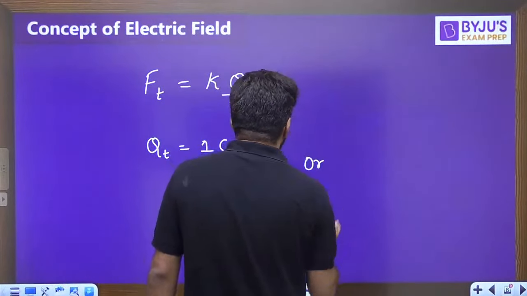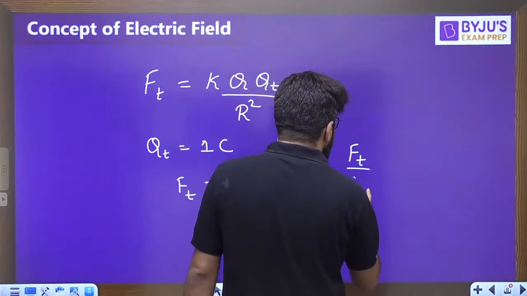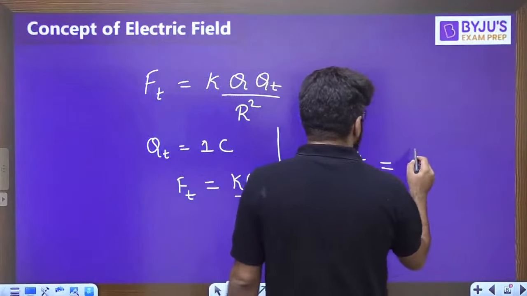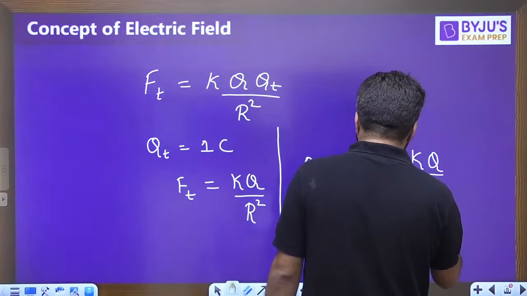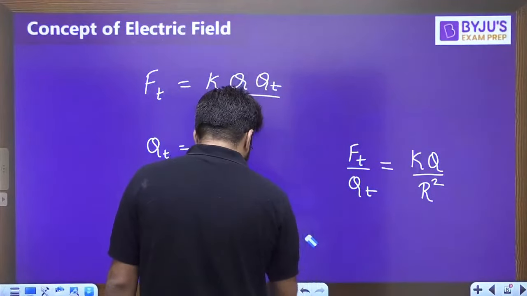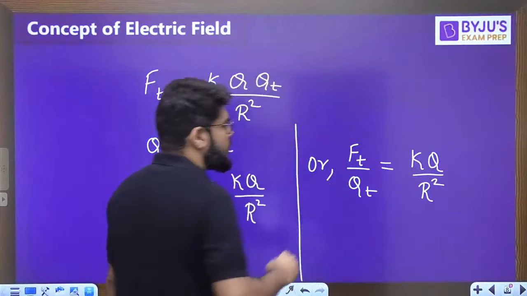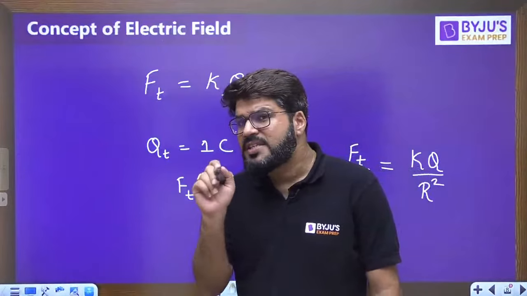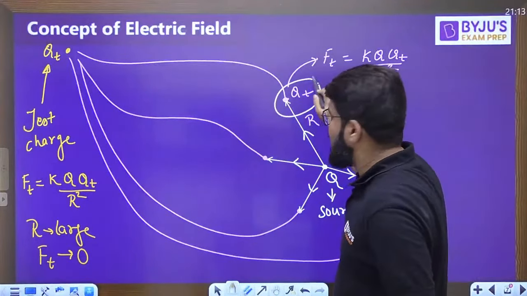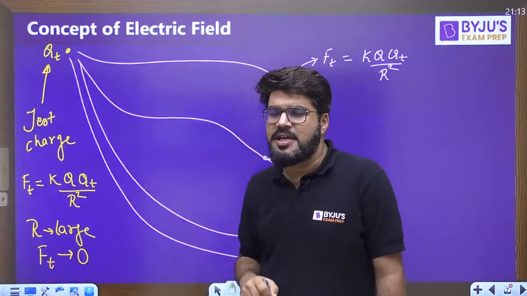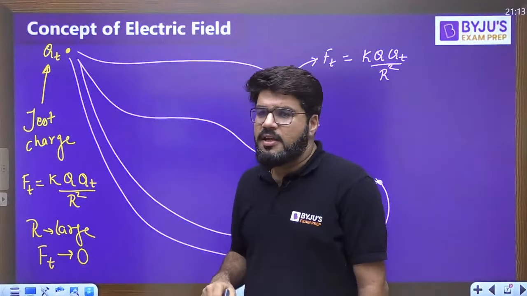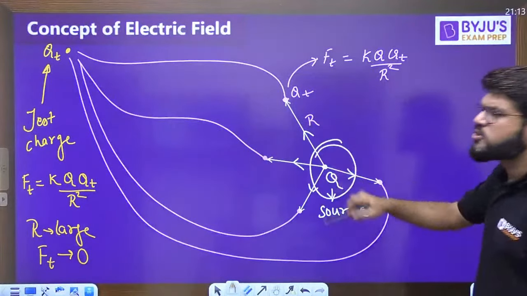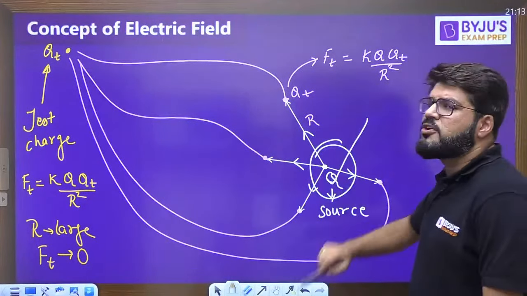Or simply normalize the force with respect to the test charge. So Ft divided by Qt is equal to kq divided by r square. The force experienced by a test charge divided by the test charge means force experienced per unit charge. The force experienced per unit charge when that charge is brought closer to the charge q is defined as the electric field of the charge q.